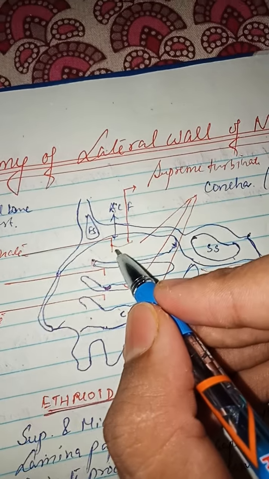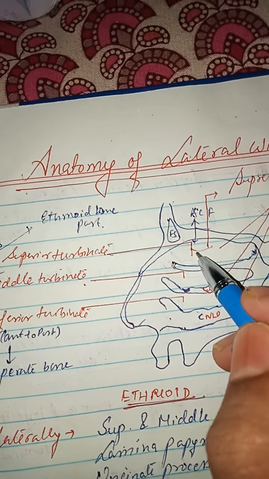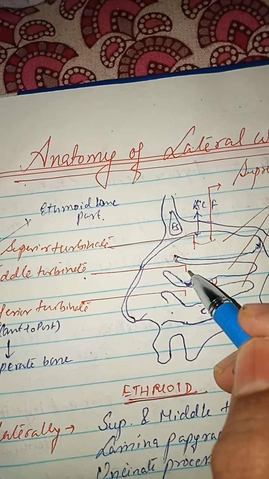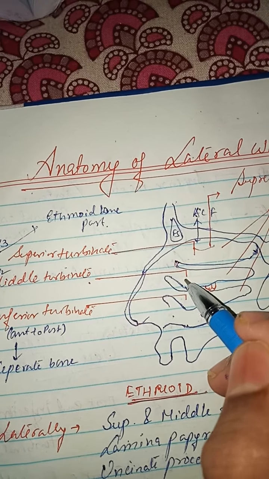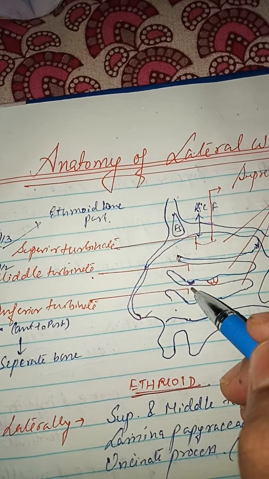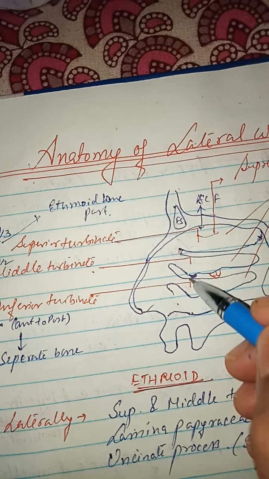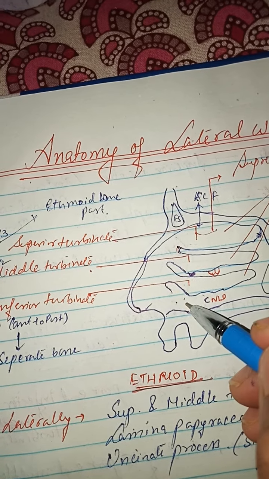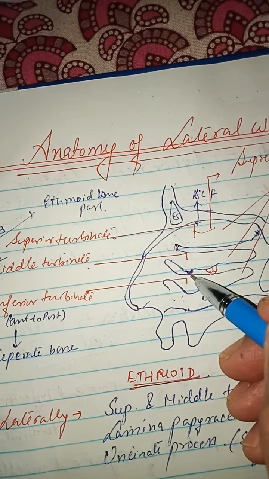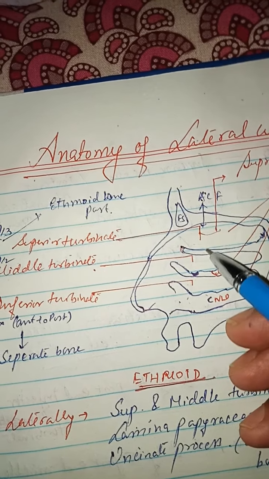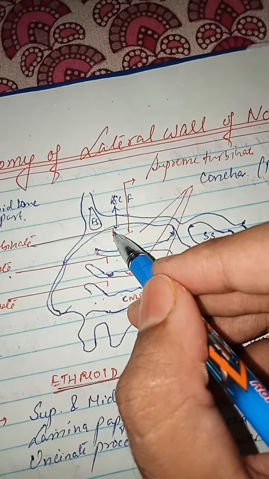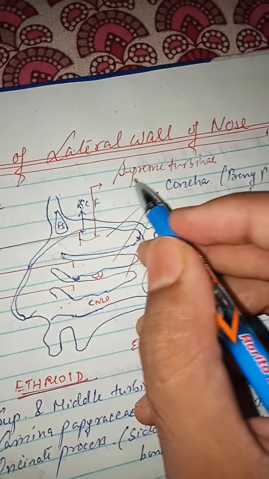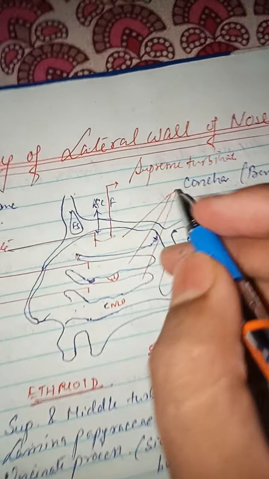So this is known as the superior meatus. This is the superior turbinate, middle turbinate. This is the inferior turbinate. Lateral to the inferior turbinate there is the inferior meatus. Lateral to the middle turbinate there is the middle meatus. Lateral to the superior turbinate there is the superior meatus. There can also be a supreme turbinate. So this one is the supreme turbinate.